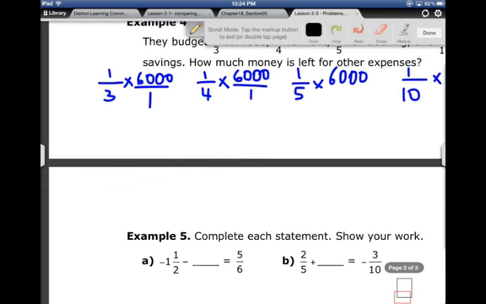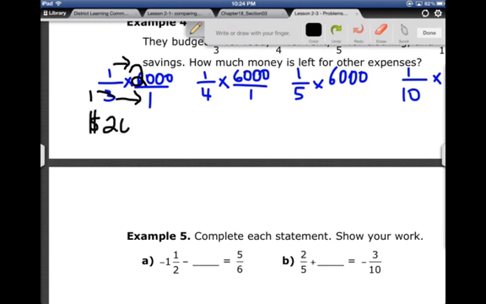One third of 6,000. 3 and 6 strike me as being sort of multiples of each other. If I divide a 3 out here, that becomes a 1, and that becomes a 2. Well, that looks like it's 2,000 over 1. That's $2,000.